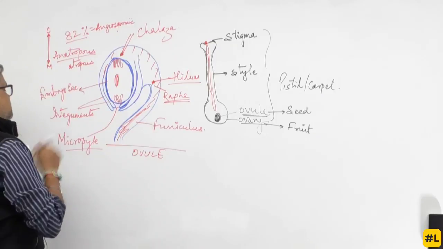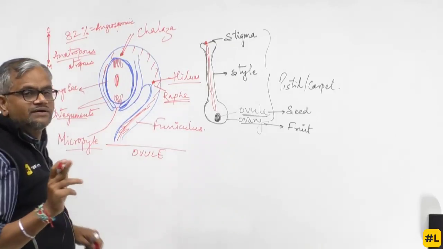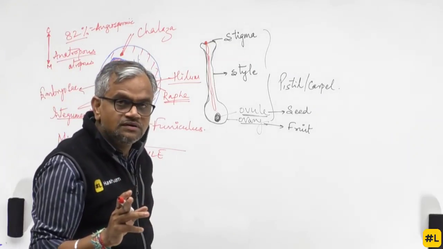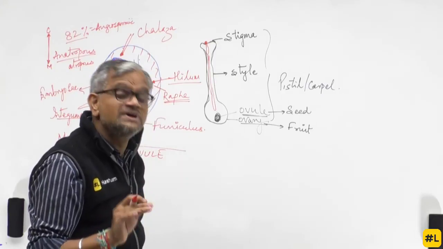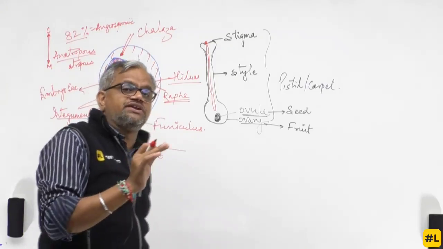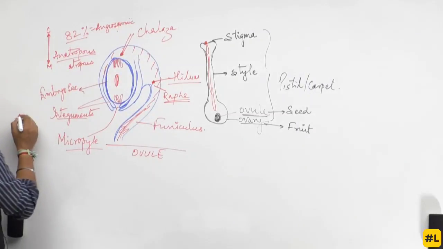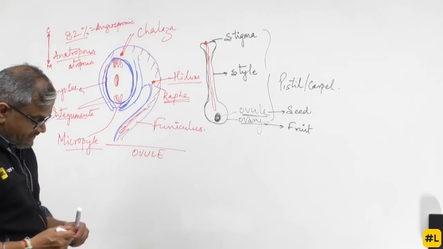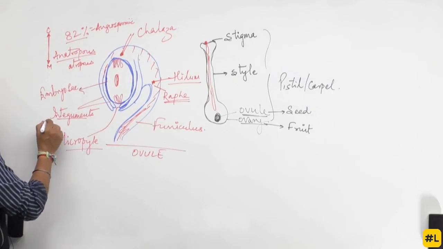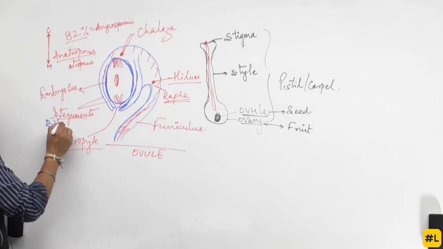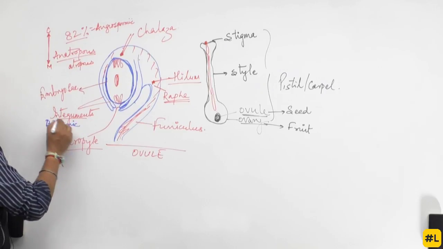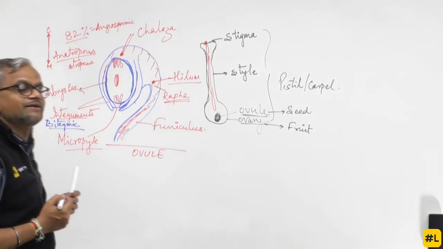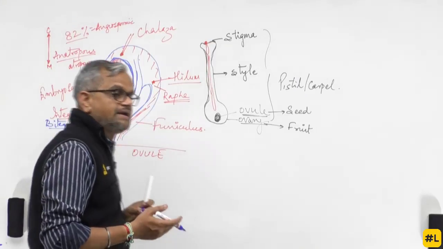The embryo sac is surrounded by a two-layered integument. Sir, it is always two. In 95% of cases there are two integuments. That is why it is called bitegmic, because two are there: outer integument and inner integument.